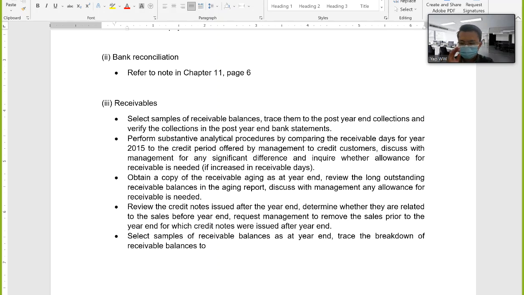Okay, so look into the invoice. Trace invoices to the dispatch notes and customers' purchase orders. So like that, you will know that the receivables are real. You check through the dispatch notes, customers' purchase orders, invoices.